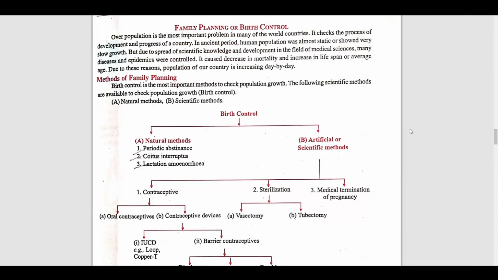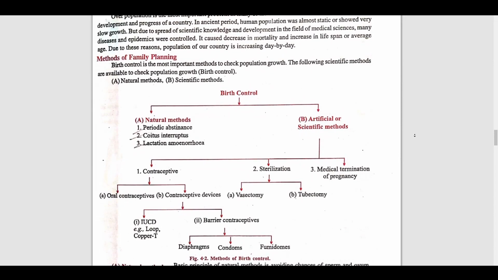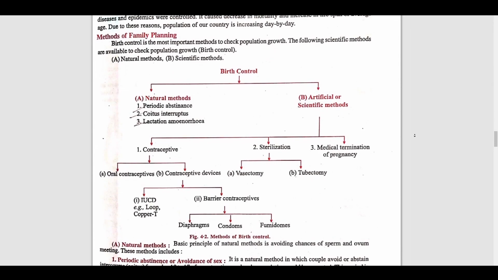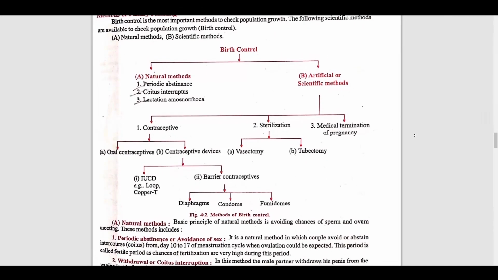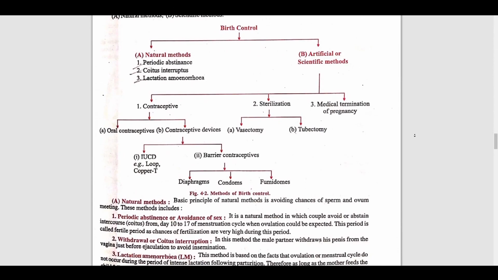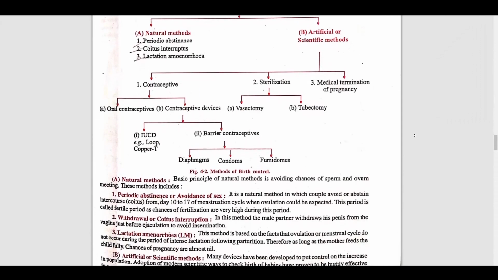So it causes a decrease in mortality and an increase in lifespan or average age. We have many different methods of family planning. Here is a chart you can see. With the help of this chart we are going to learn what these are. Birth control is the most important method to check population growth, right? So we have scientific methods available. First is the natural method and second is the scientific method. Natural method means we can't do anything, they are naturally processed. But scientific method means what we can do by our medical science, how we can control the birth rate.